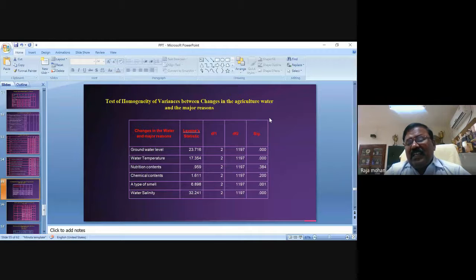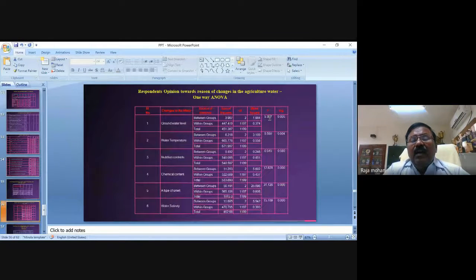Few are significant and others are not significant, because nutrition content and chemicals are not significant, and others are significant at the 1% or 5% level. Again, the same thing, you can remember.